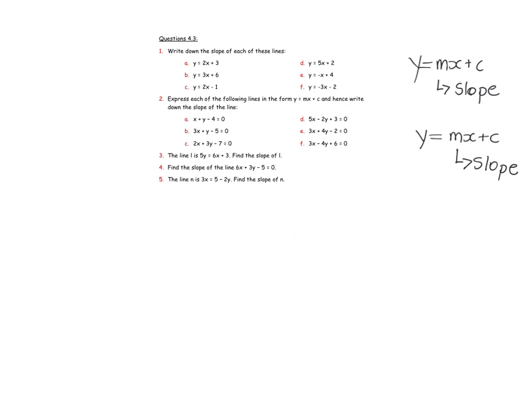Question 3 says the line L is 5y equal to 6x plus 3, find the slope of L, very similar to question 2. Question 4 says find the slope of the line 6x plus 3y minus 5 is equal to 0, you should be fine with that. The line n is 3x equals 5 minus 2y, find the slope of n, you should hopefully be okay with that one too.